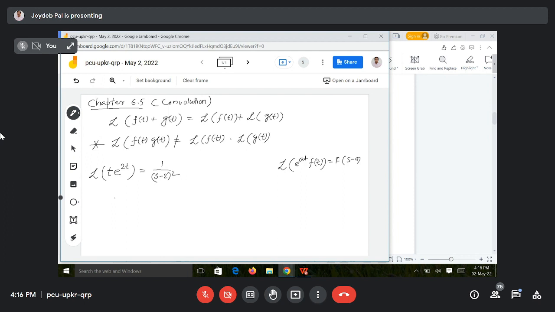Now you check: what is the Laplace transform of t into the Laplace transform of e to the power 2t? The Laplace transform of t means 1 by s square, and the Laplace transform of e to the power 2t means 1 by s minus 2. So are they equal? The Laplace transform of t into e to the power 2t and the Laplace transform of t into the Laplace transform of e to the power 2t, are they equal? Tell me. Not equal.